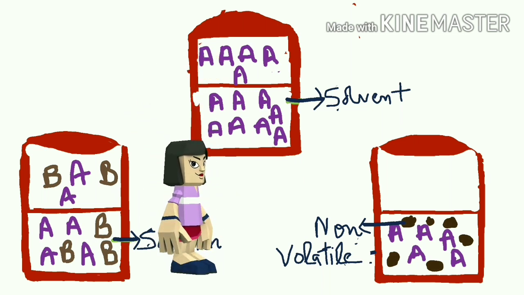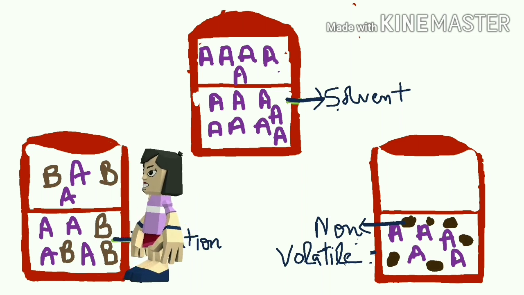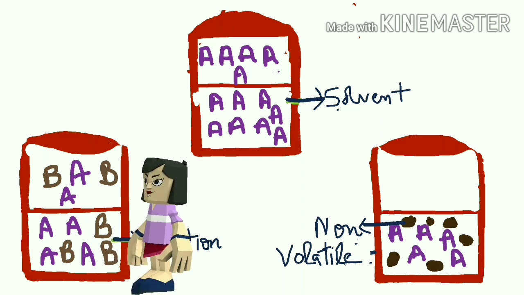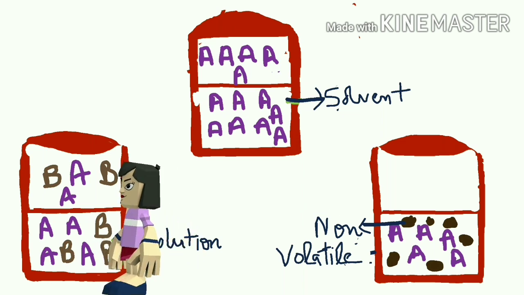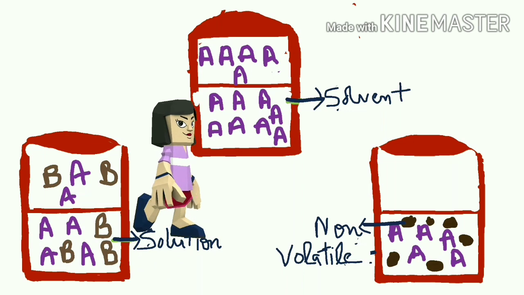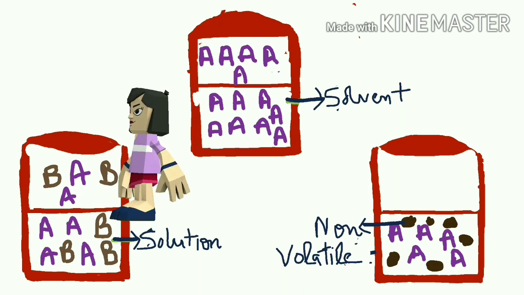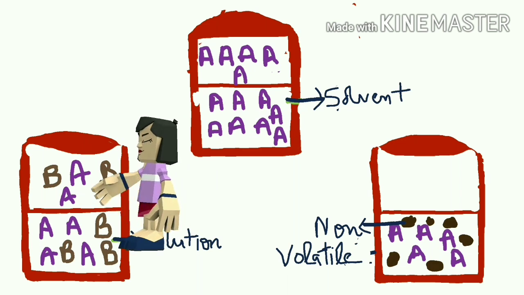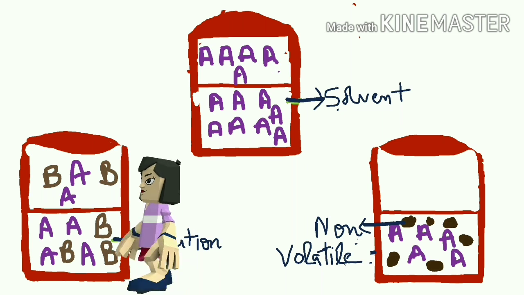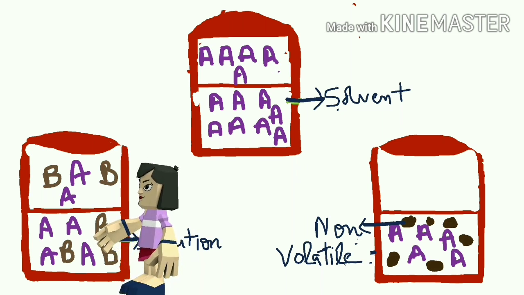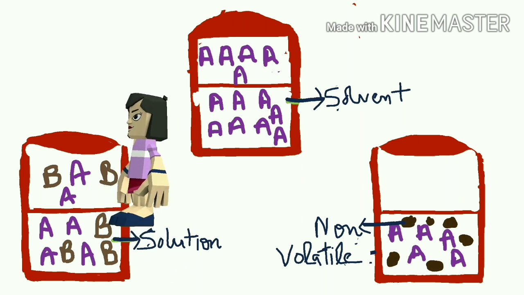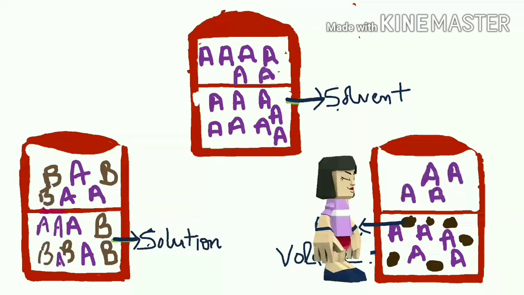Then I take a solution where I am mixing A volatile component and B volatile component. When both A and B are mixed, in the vapor phase also we will have both A and B, because both are volatile, as shown in this beaker. So at the bottom we have a mixture of volatile components A and B, and in the vapor phase also we will have a mixture of A and B.